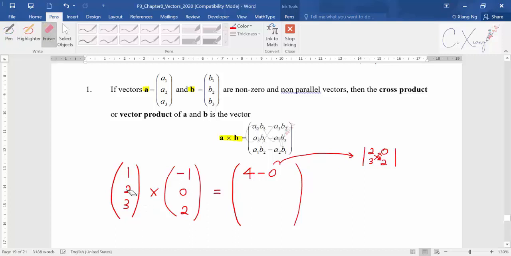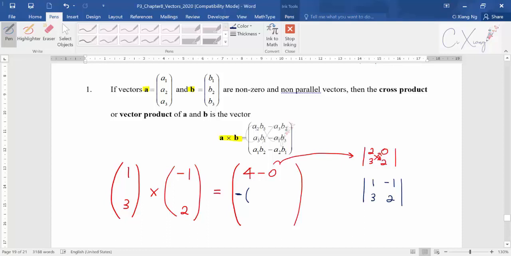If you are looking for the second, y component, you cancel off the 2 and 0. So you still have 1, -1, then 3 and 2. For the second component, you put a negative in front. So the rule is positive, negative, positive. The second value here, for the component y, you need to put a negative. So what is the value?